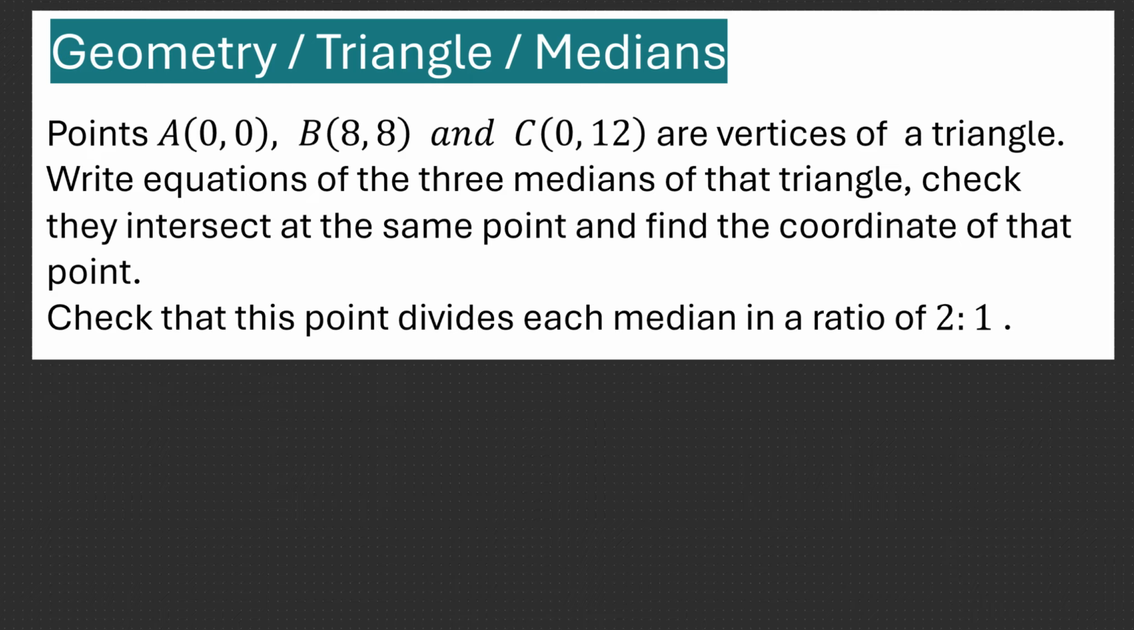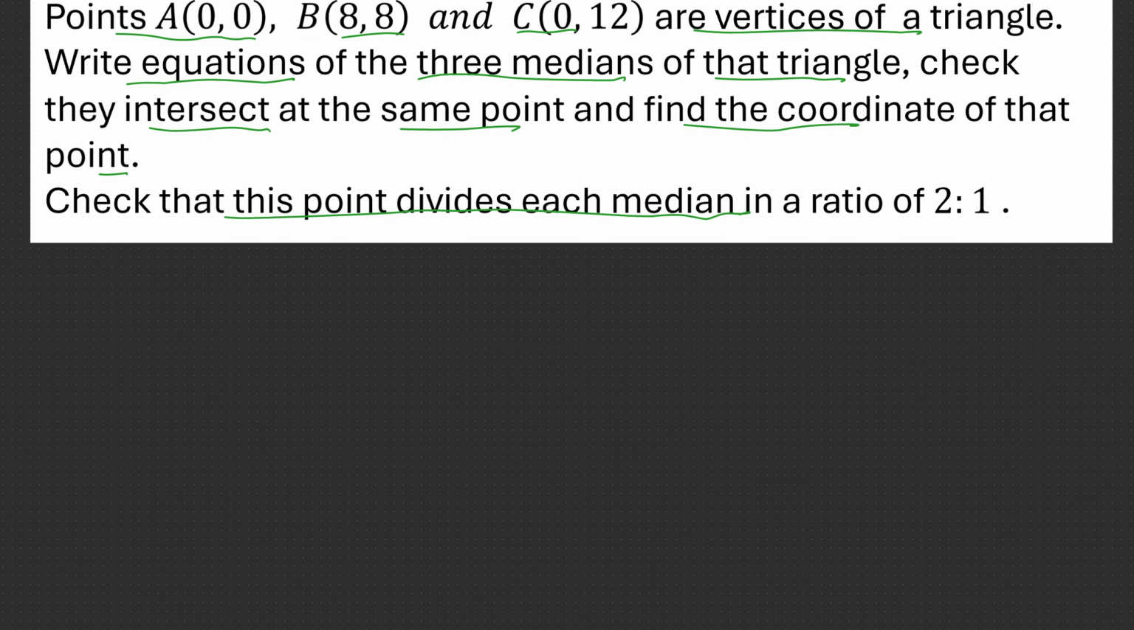So hello everybody, in this question we are told the points A, B, C are the vertices of a triangle. We write the equations of the three medians of that triangle, check they intersect at the same point, and find the coordinate of that point. Check that this point divides each median in a ratio of 2:1.